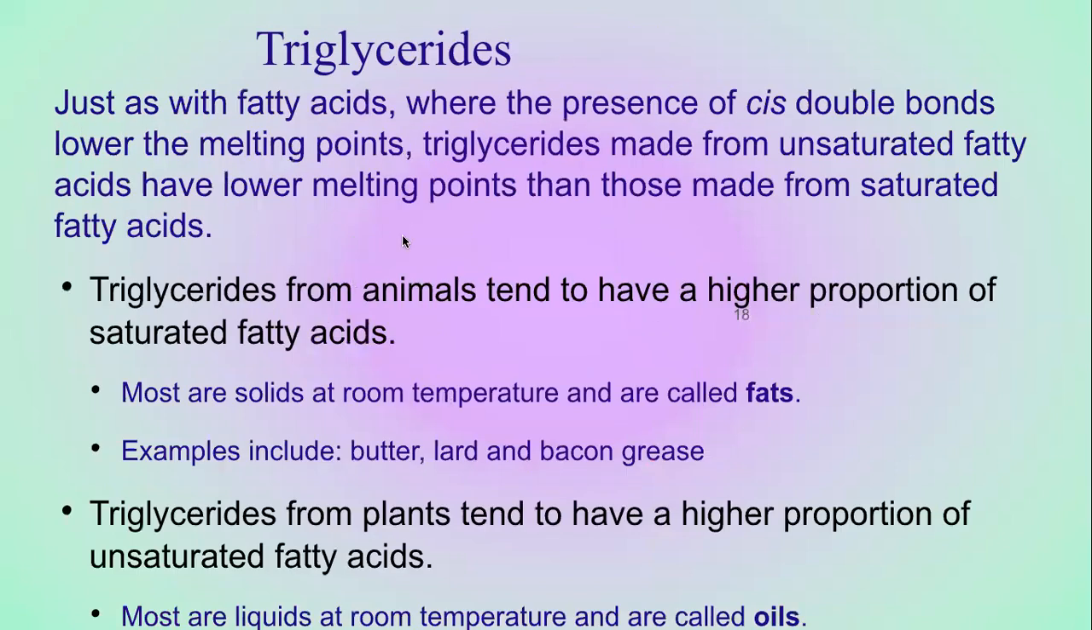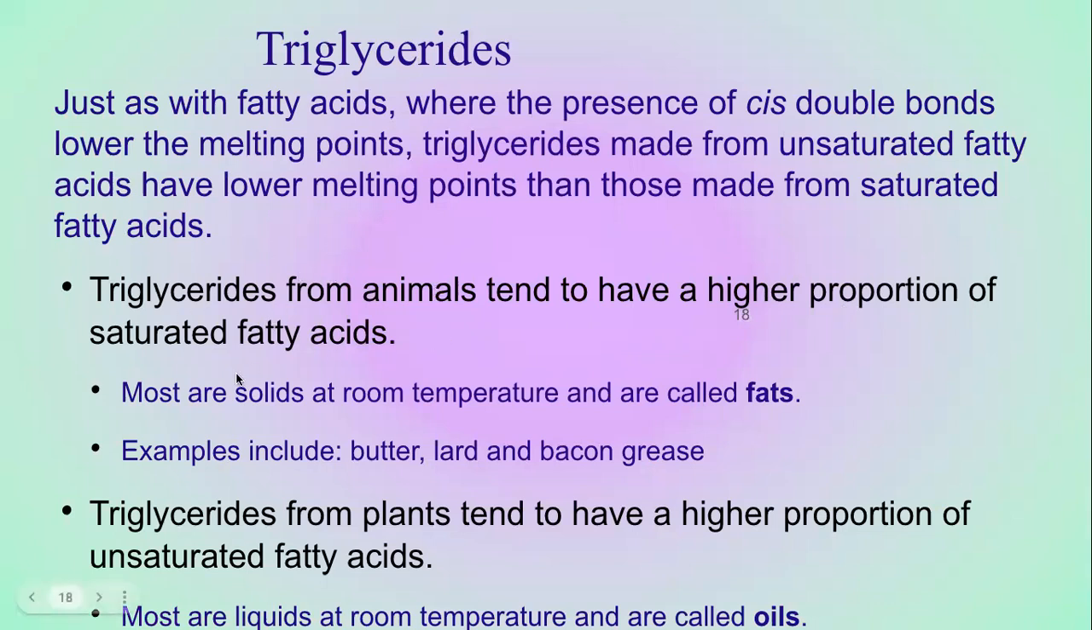But you can think of it as these fatty acids are monomers, and they come together to build this polymer structure. So again, you can have unsaturated fatty acids, that have double bonds, attached to that glycerol backbone, and triglycerides from animals tend to have a higher proportion of saturated fatty acids.